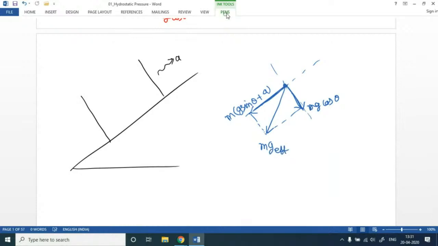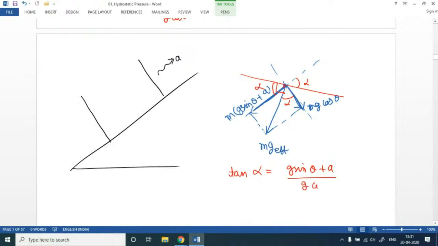So now we are looking at basically a direction perpendicular to g effective. So this would be something like this. So this here would be alpha, and tan alpha you can say would be g sine theta plus a divided by g cos theta.